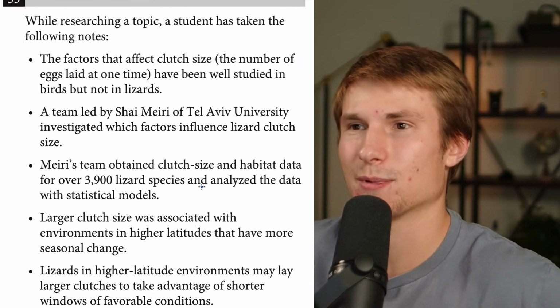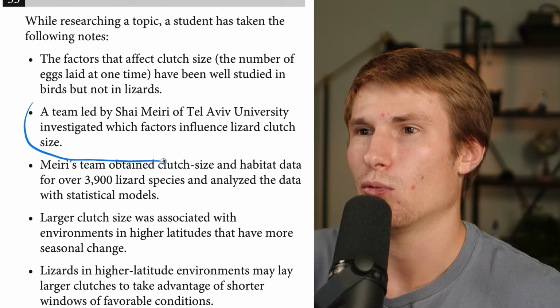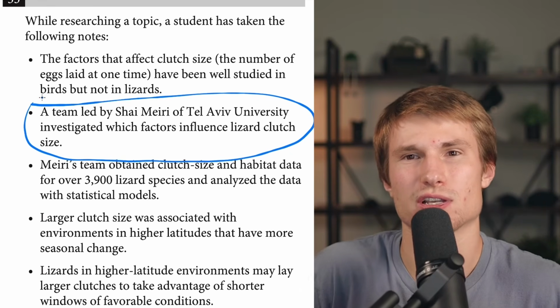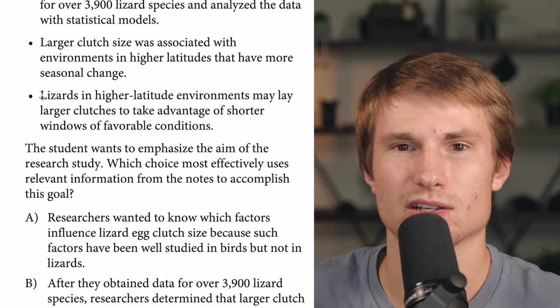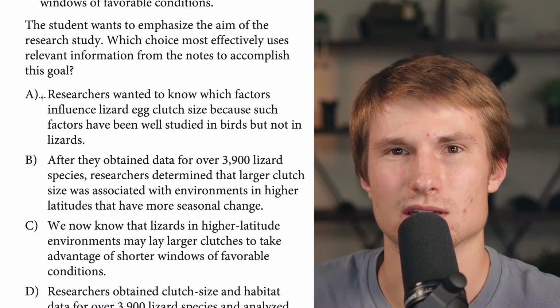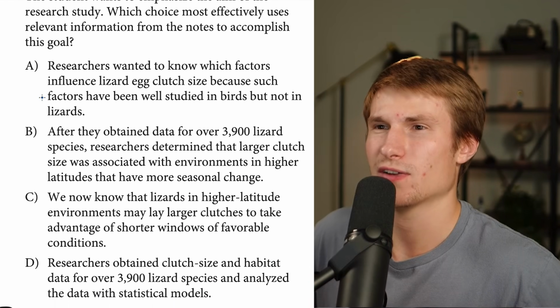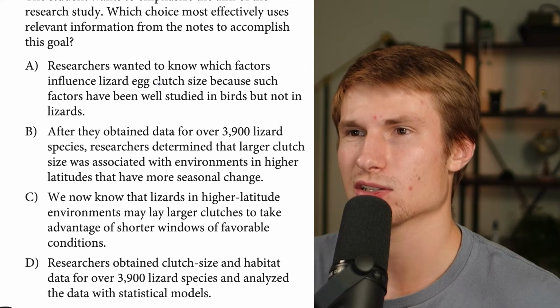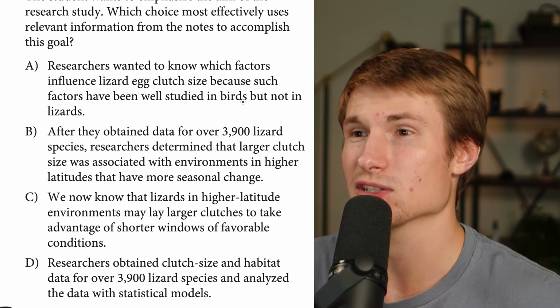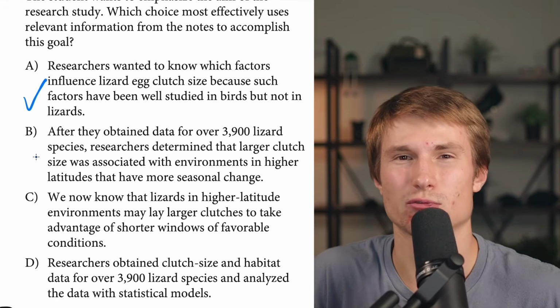Okay, well, we can go back up. We can see what the aim was. We wanted to determine which factors influence lizard clutch size is the aim. All right, so let's go ahead and go down to our answers. We've got options A, B, C, and D. A states that researchers wanted to know which factors influence lizard egg clutch size because such factors have been well studied in birds but not lizards. That's perfect. We'll take a quick look at B, C, and D.